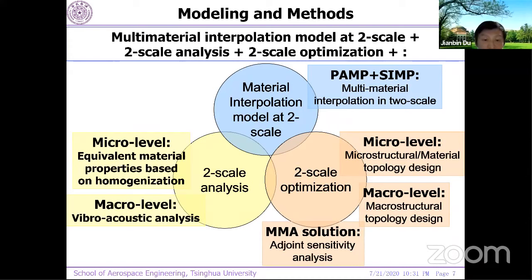To do so, we have developed a two-scale optimization model to combine several parts together. Firstly, the PAMP multi-material interpolation models are employed to implement the topology design concurrently at both micro and macro levels. Then a two-scale analysis is performed, where at the macro level, the traditional vibroacoustic analysis is performed. At the micro level, the equivalent material properties are calculated based on the homogenization method. Thirdly, a two-scale sensitivity analysis and optimization is performed for both macro and micro levels, and the MMA method is employed to solve the problem.